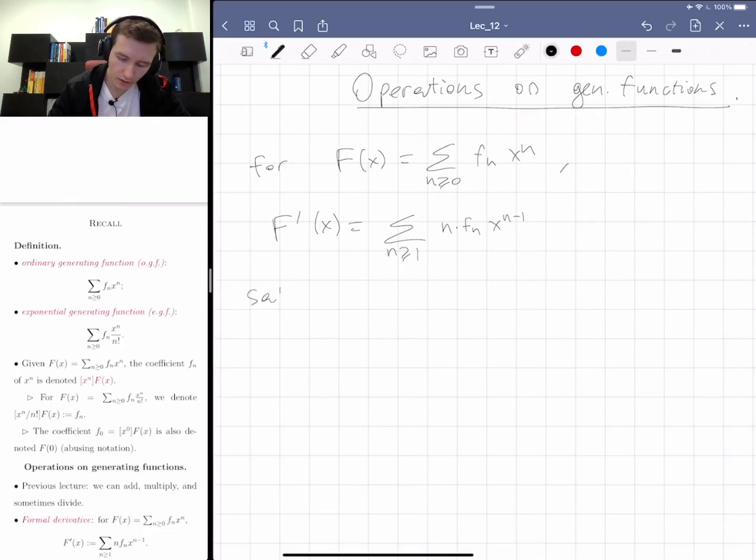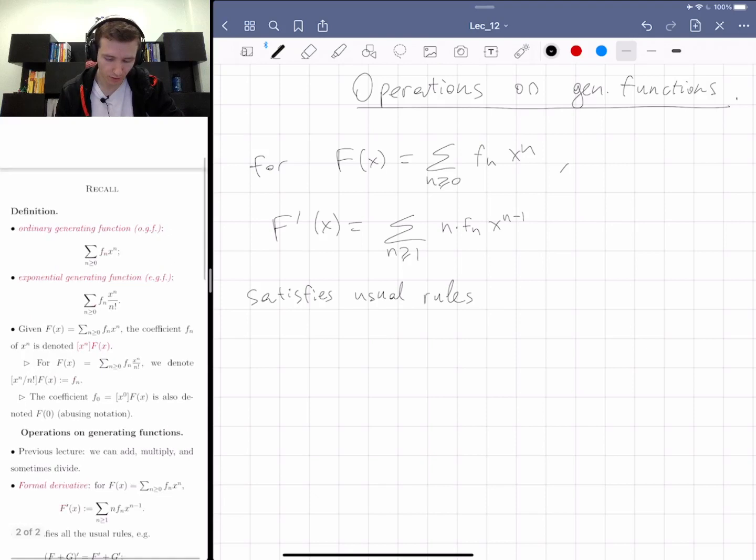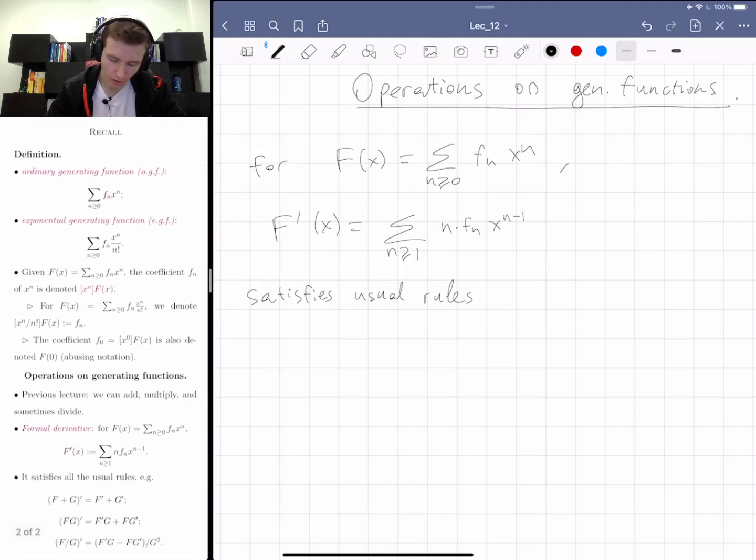Satisfies all the usual rules for differentiation, right? So yeah, you can take the derivative of the sum is the sum of derivatives, and similarly for product, just everything you're used to.